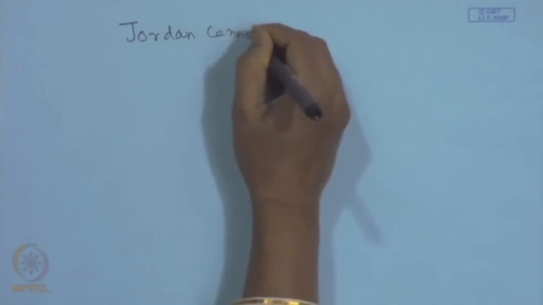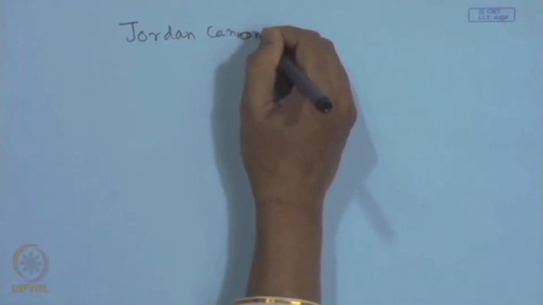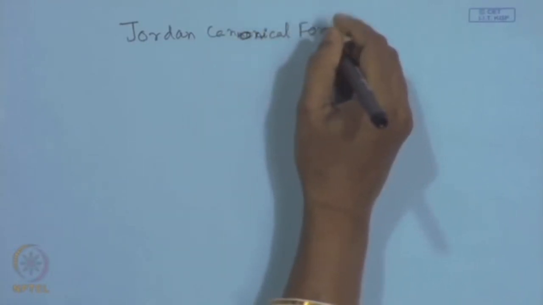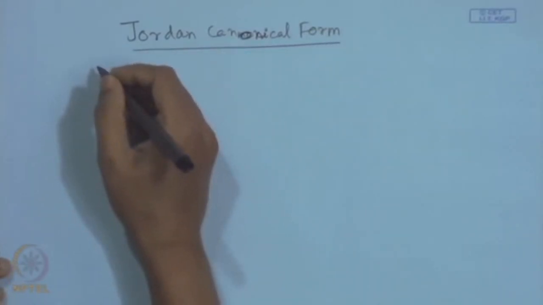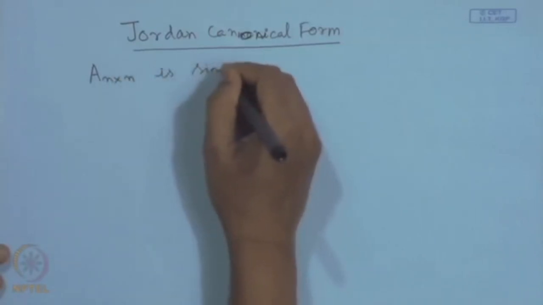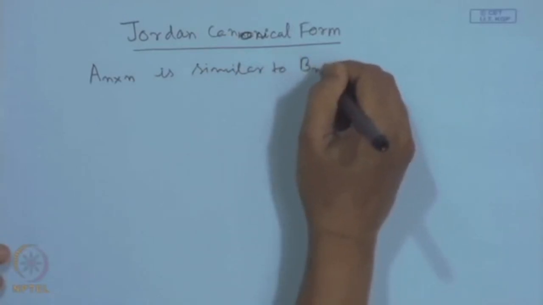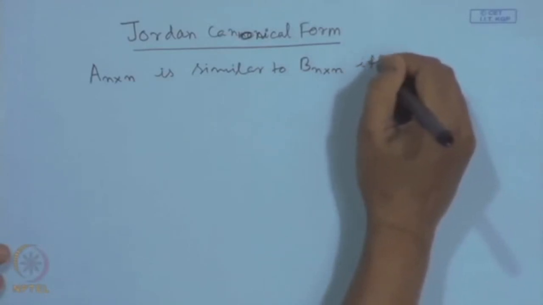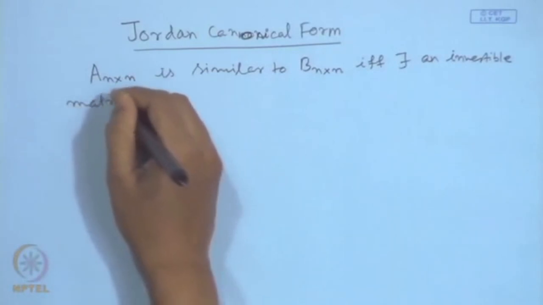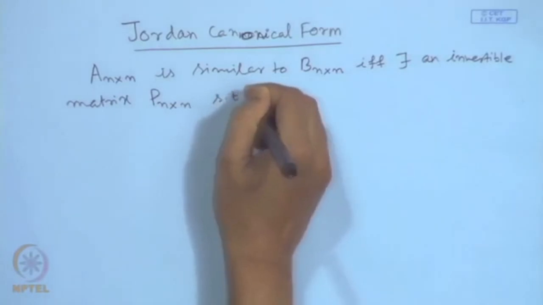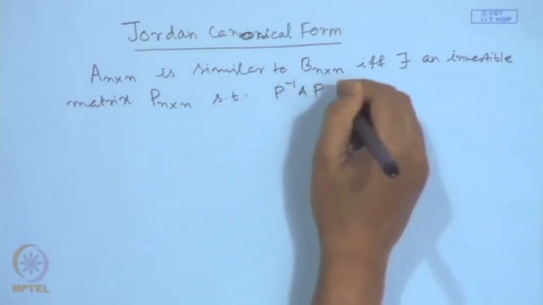So we shall start today about this Jordan canonical form. Remember that a square matrix A of size n by n is similar to a matrix B of size n by n if and only if there exists an invertible matrix P of size n by n such that P inverse A P is equal to B.